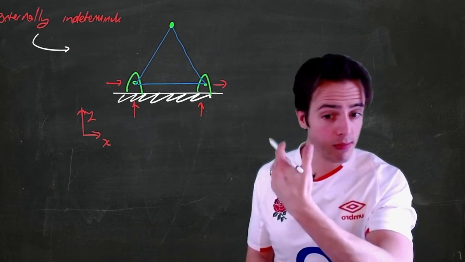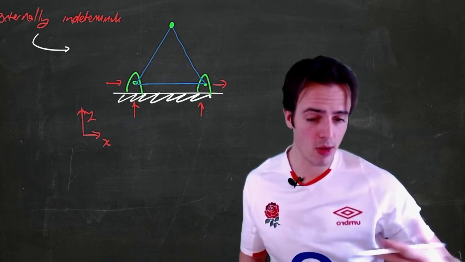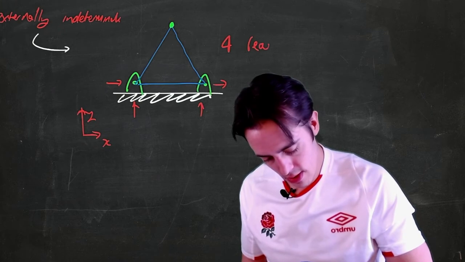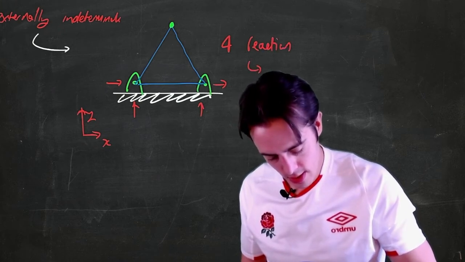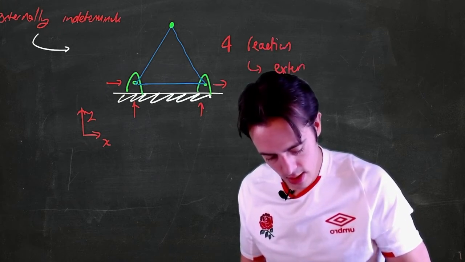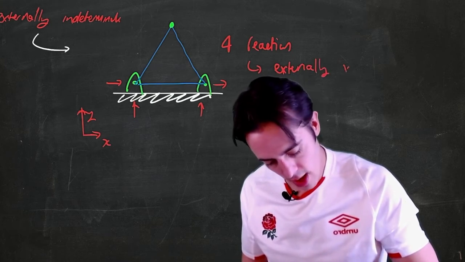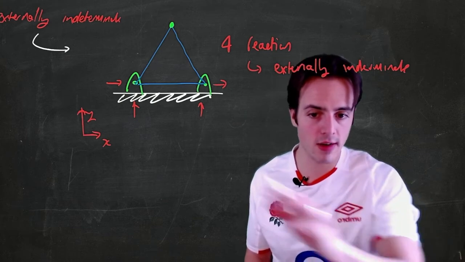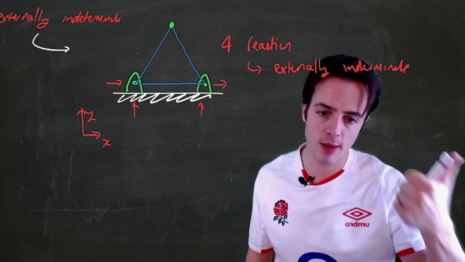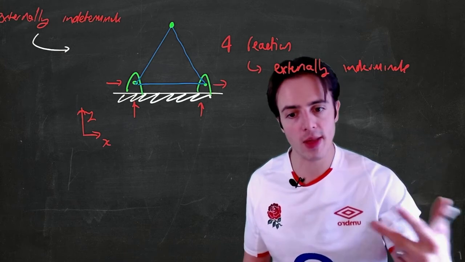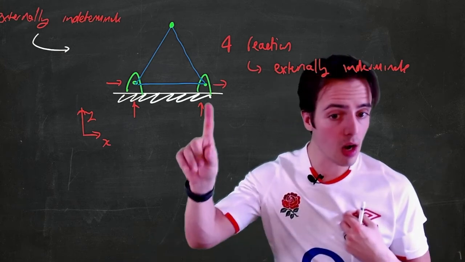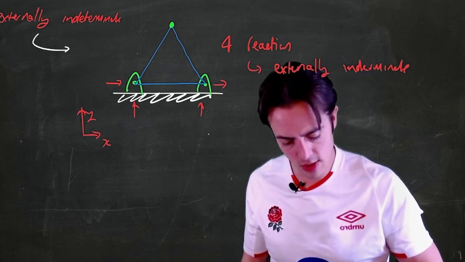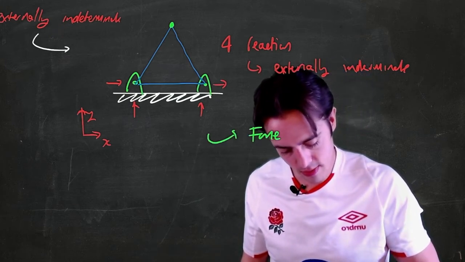So if I did my free body diagram, which you guys should be happy with doing, but I'll do a quick revision tomorrow, four reactions: externally indeterminate. And the reason for that is we've only got three equations to determine what these reactions are. That is, sum of forces in x, sum of forces in y, and the sum of moments has to be equal to 0. So we can't solve this using just the equilibrium equations. We would need to use the force method.